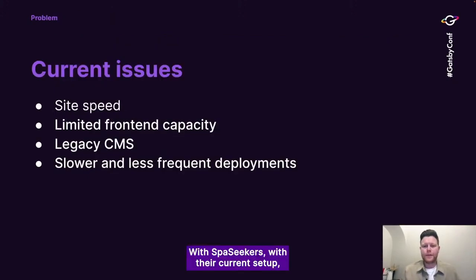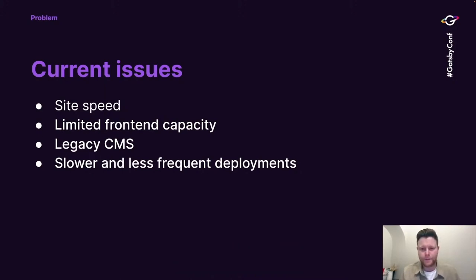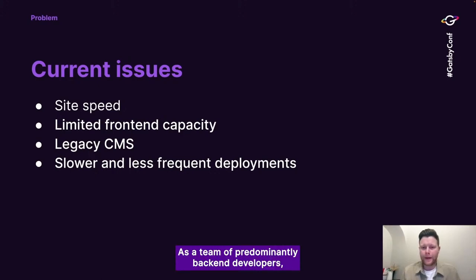For SpaSeekers, with their current setup, they faced a few issues they wanted to solve. With the rollout of Core Web Vitals, SpaSeekers wanted a faster front end that would not only help boost their scores, but also make their site easier to navigate for users. As a team of predominantly back-end developers, SpaSeekers lacked front-end capacity and capabilities. And finally, due to their current monolithic setup, even a small front-end change would take a full deployment of the whole stack. So deployments would be less frequent because of the time they would take and the potential risks involved in doing that.